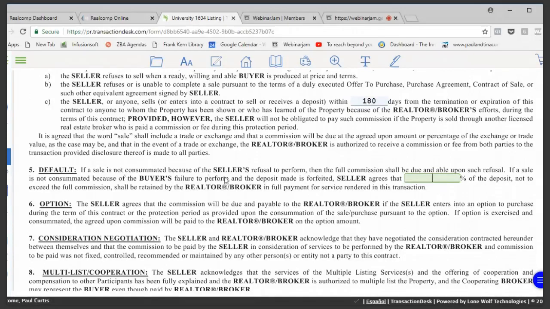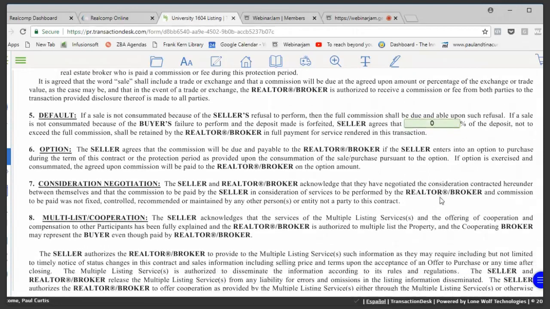Default. If the sale doesn't go through because the seller just refuses to perform, then they owe the full commission. If a sale doesn't go through because of the buyer's refusal to perform and the seller gets the earnest money deposit, part of that can be yours, whatever you put in here. Now, frankly, I put 0 in mine because I still want to work with this seller. They're going to probably be very frustrated, and it's not enough money to lose the sale over, usually, sometimes, but so that's what I put.